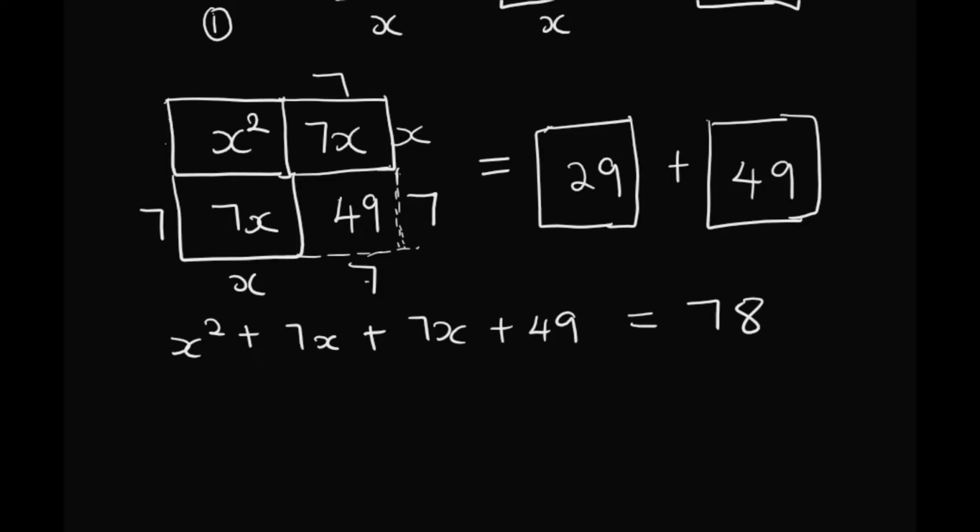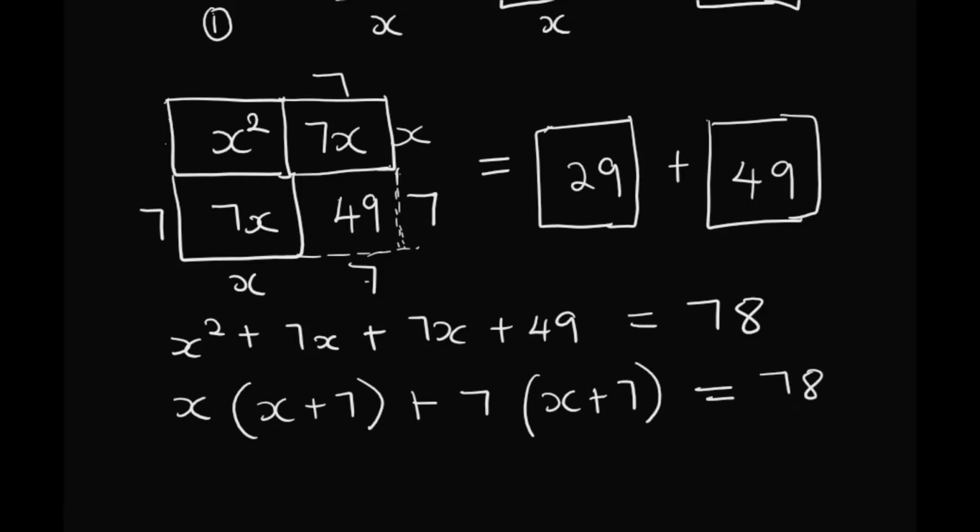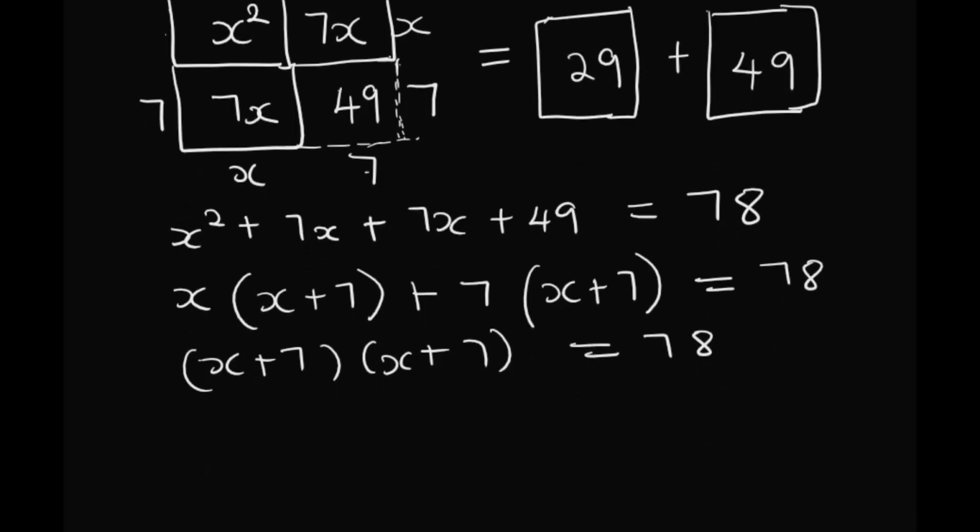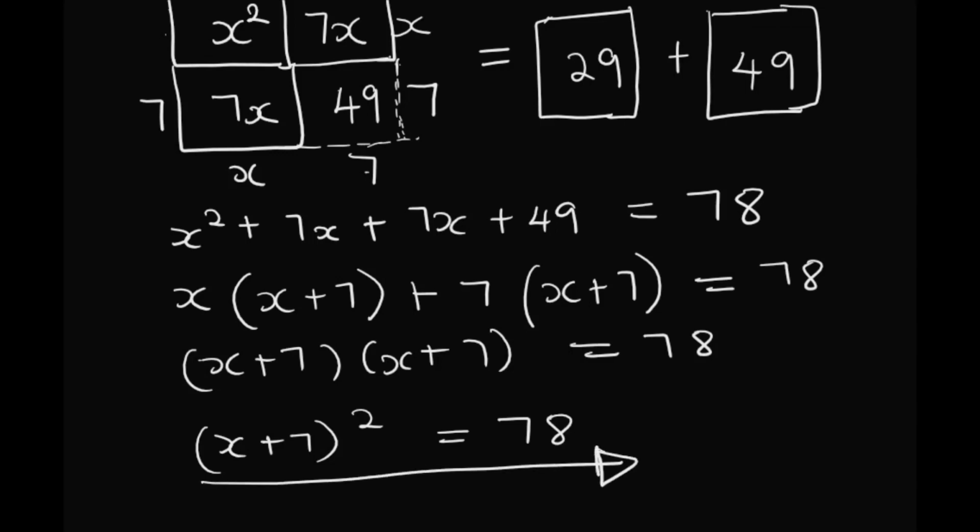So now we can factorize the left hand side. We'll get x into x plus 7 bracket plus 7 into x plus 7 bracket, and that is equal to 78. So now we can say x plus 7 bracket, x plus 7 bracket is equal to 78. So we can multiply the two now, and then we get x plus 7 bracket squared is equal to 78. Oh, nice. That's great. Finally we arrived at the final answer. So this is the final answer to the question. We finally completed the square, right?